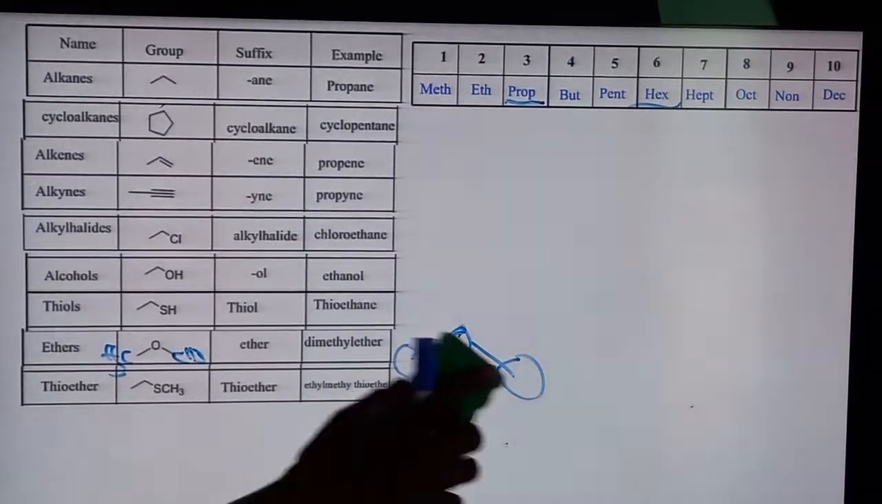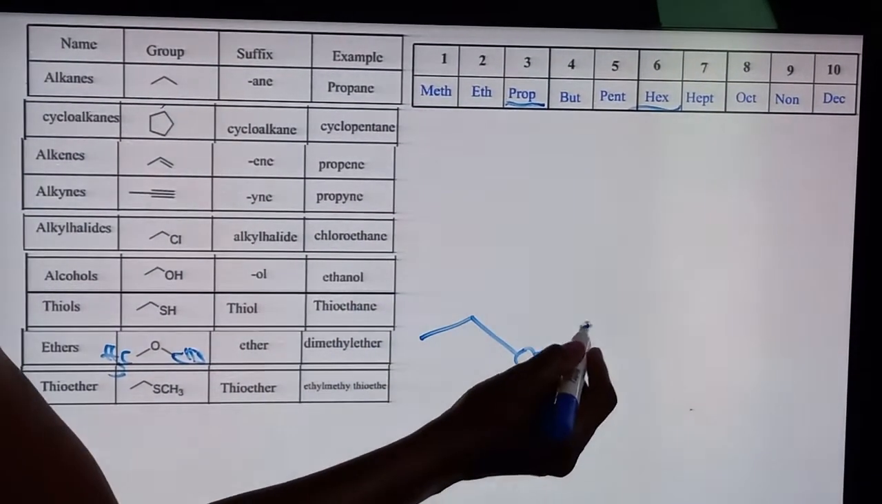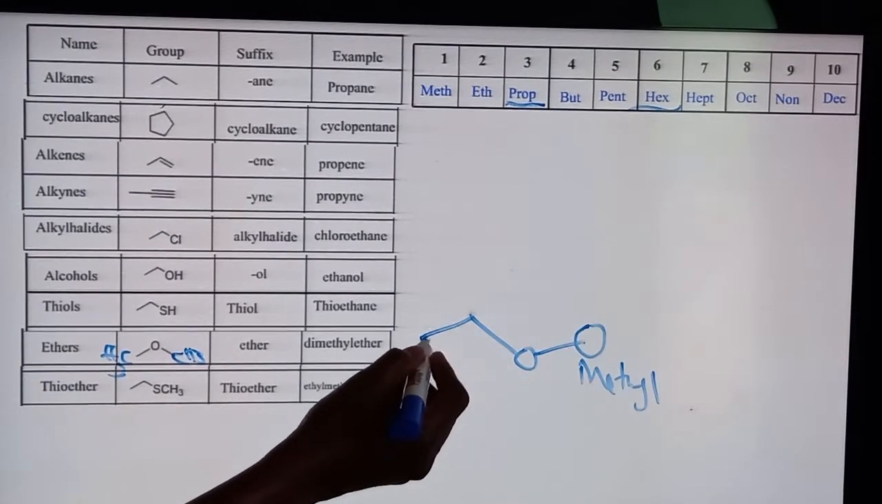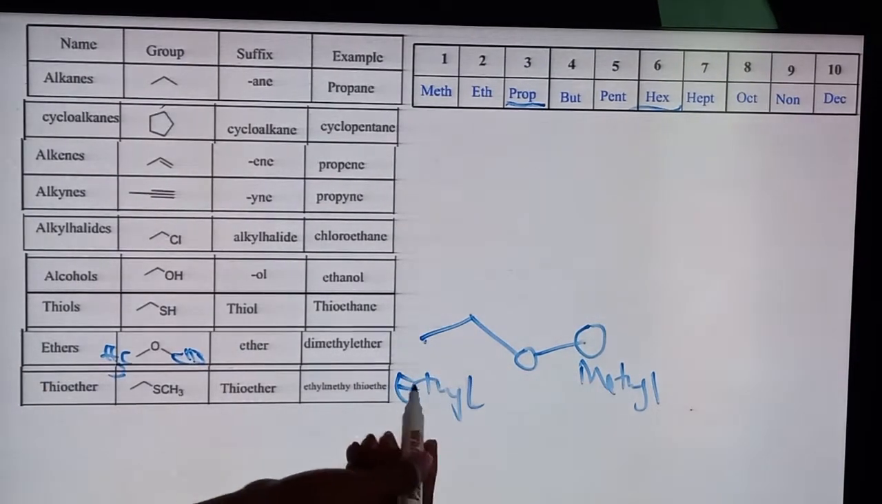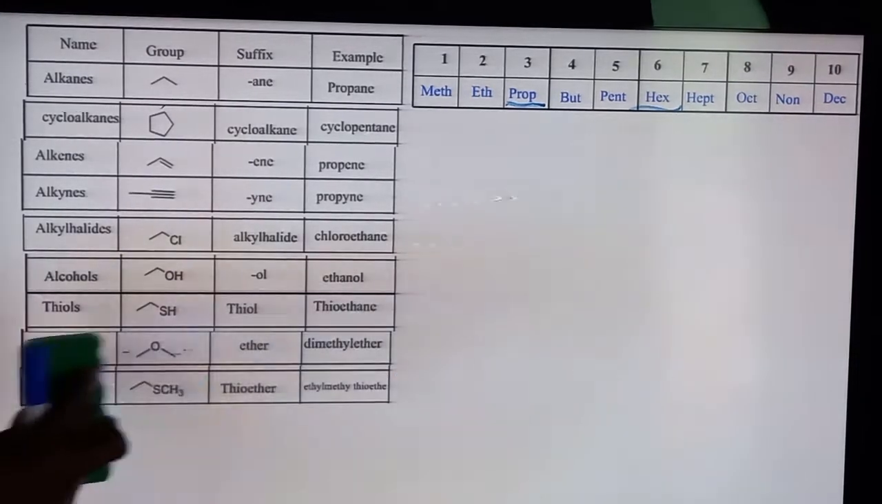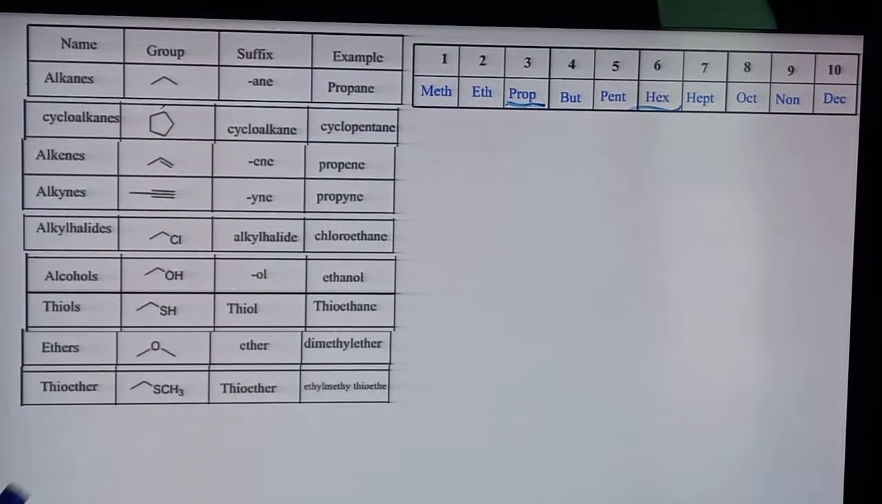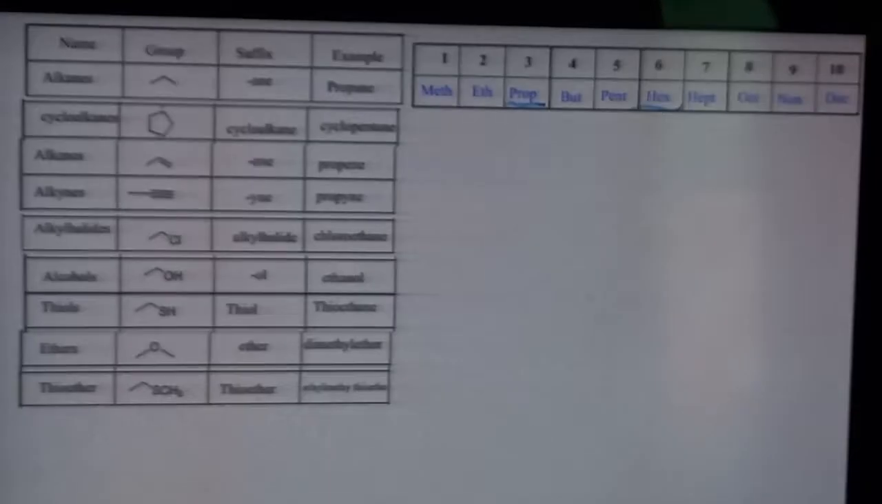You can have it differently. You can have where this is a methyl group. Well, this is because it's 2 carbons, this is ethyl, so this is called ethyl methyl ether. We'll go into namings in the next video, but now we just want to show you the functional groups.